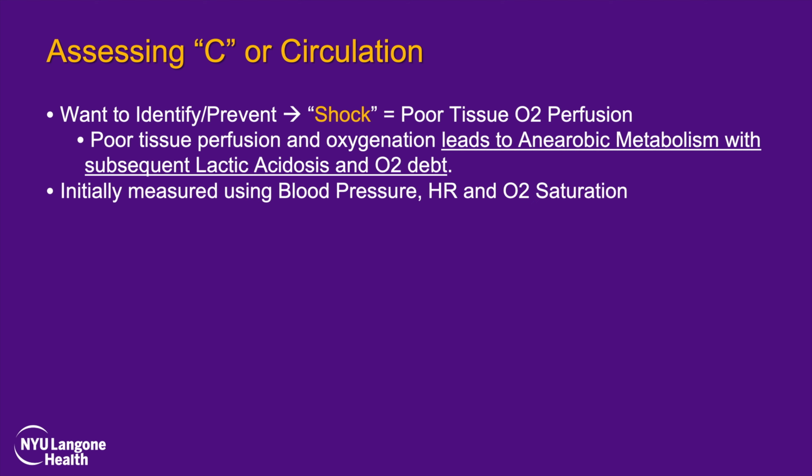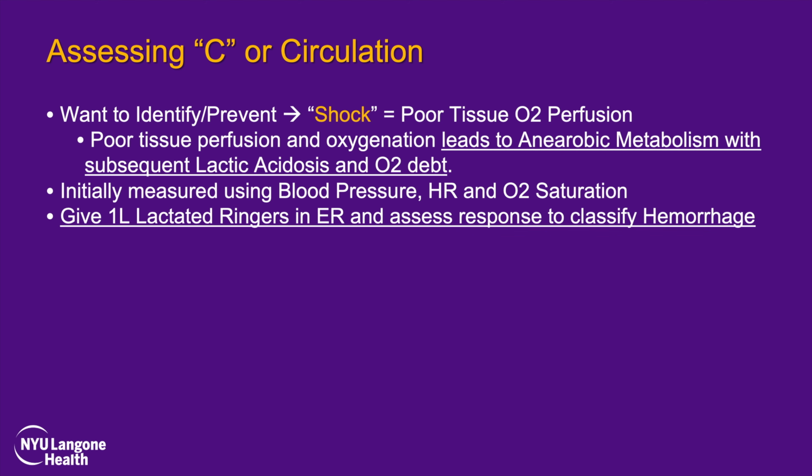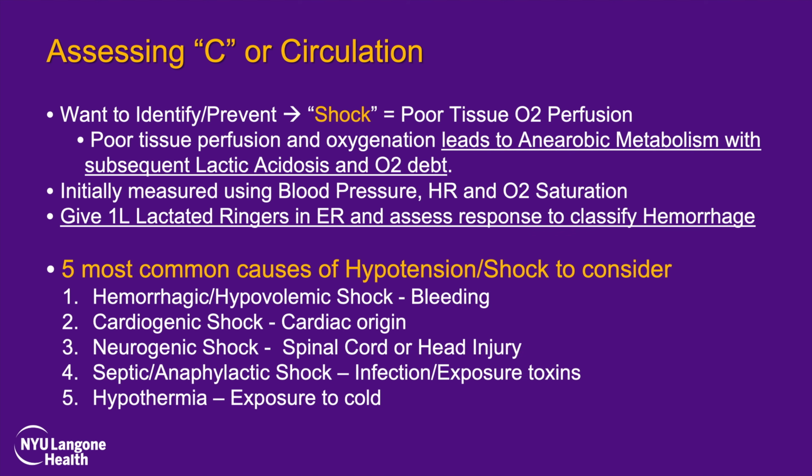Initially, we can measure this with blood pressure, heart rate, O2 sat, and we will initially start to give crystalloid to this until we know what's going on. What level of shock is this? So when we see hypotension, we have to think about why. Why does someone have low blood pressure?